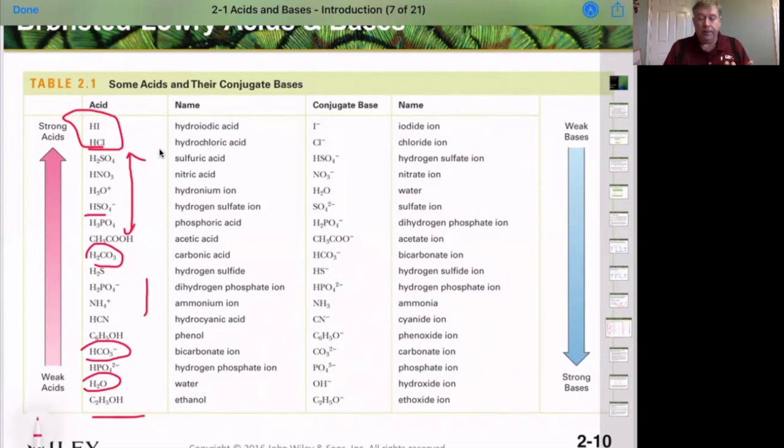Now, the cool thing is that the stronger the acid was, that means that the conjugate base is not very strong, because it would rather be the conjugate base, okay? So that means the weaker the acid is, that means the stronger the conjugate base it has, okay? So they're equal and opposite. The stronger the acid, the weaker the base. The weaker the acid, the stronger the base. We're going to use this theory in a lot of different chemistry. So it's very important to know that a strong acid makes a weak base. A weak acid makes a strong base.